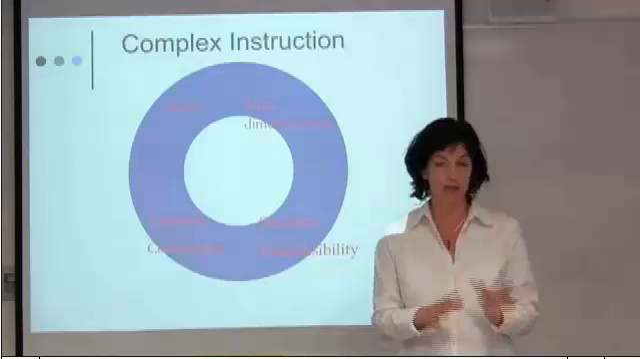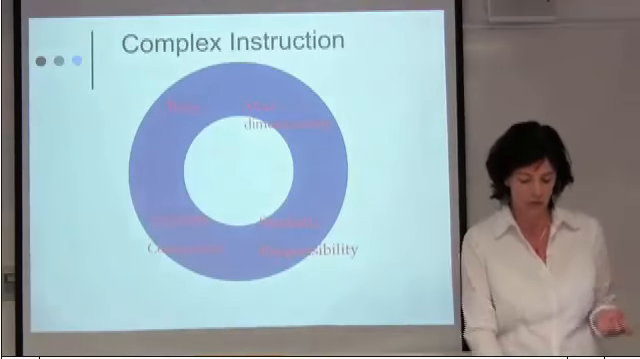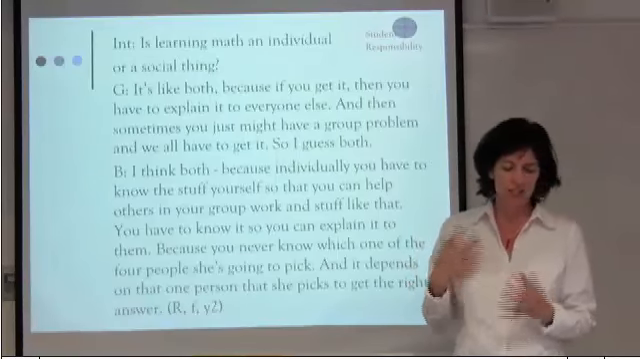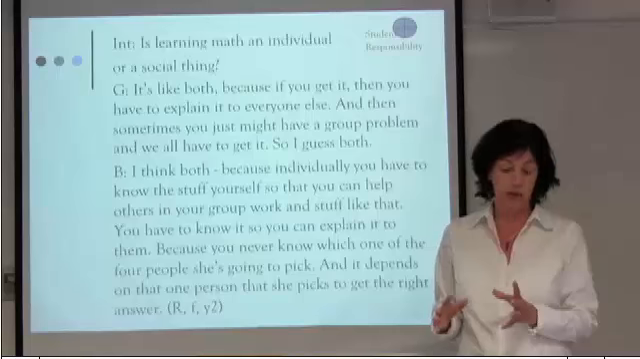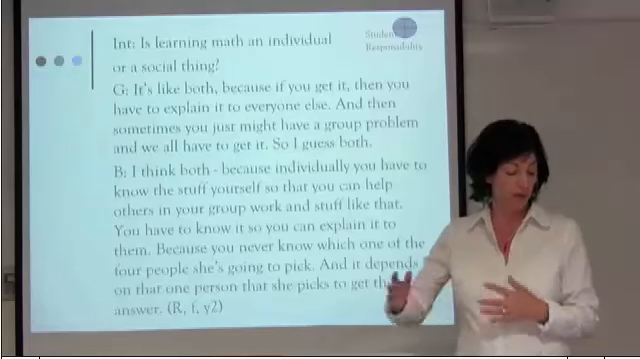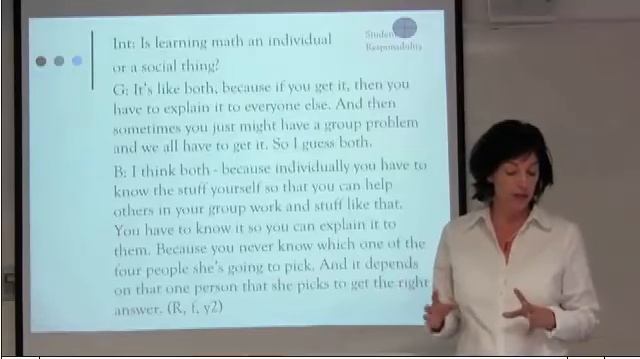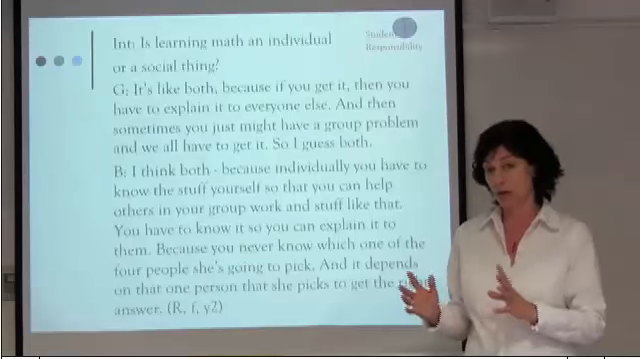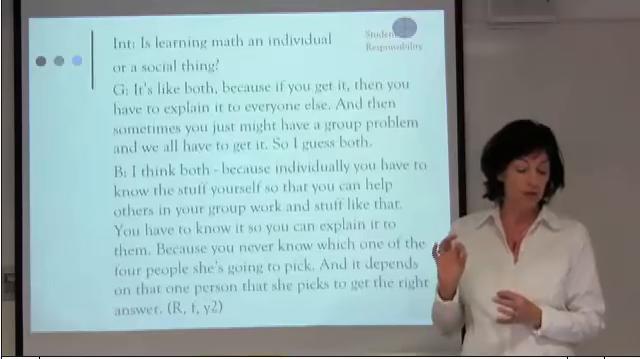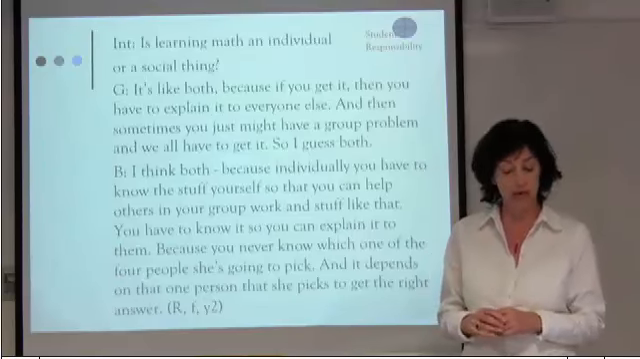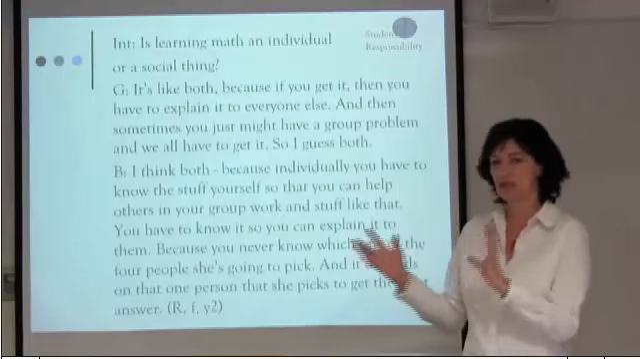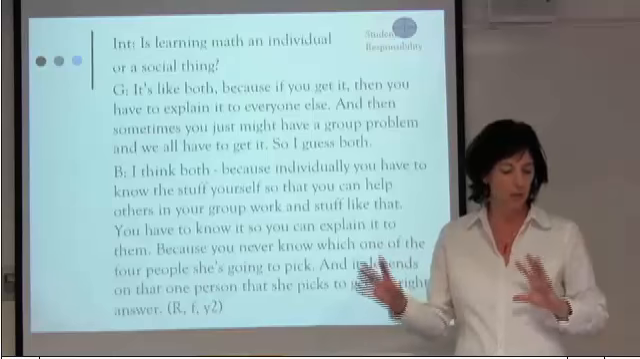In this next extract, a student's talking about that particular teaching move, and we asked her, is learning math an individual or a social thing? She said it's like both, because if you get it, then you have to explain it to everyone else. And then sometimes you have a group problem and we all have to get it, so I guess both. And the other girl says, I think both, because individually you have to know the stuff yourself so that you can help others in your group work and stuff like that. You have to know it so you can explain it to them, because you never know which one of the four people she's going to pick. And it depends on that one person that she picks to get the right answer. So they know that the teacher's going to come over and ask one student, and that helps them work together.